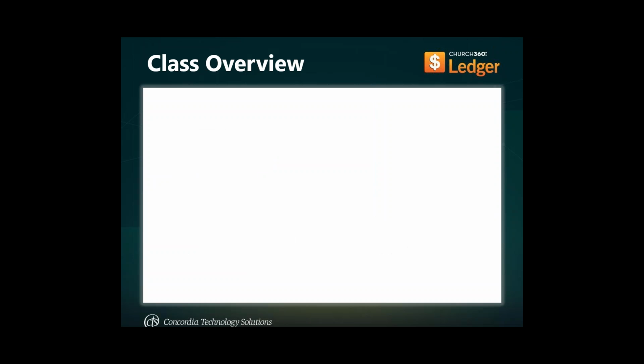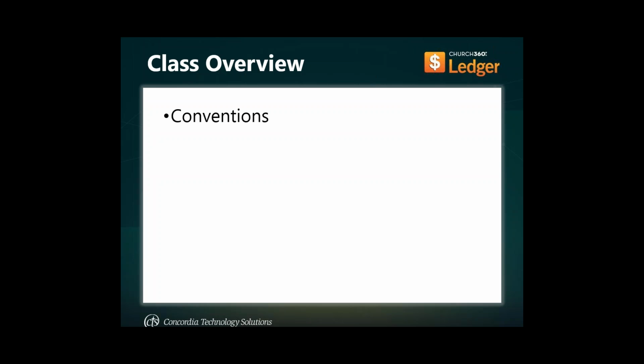Then once we're done with that, we have a few PowerPoint slides we'll go through to cover the higher level points. Then we'll transition over into Church360 Ledger where we'll go through those tasks, adding in payees and showing you how to create checks and print those out. Then once we've done those tasks, we will return back to our PowerPoint presentation where we'll have our question and answer session. So let's go ahead and go through the class overview here.